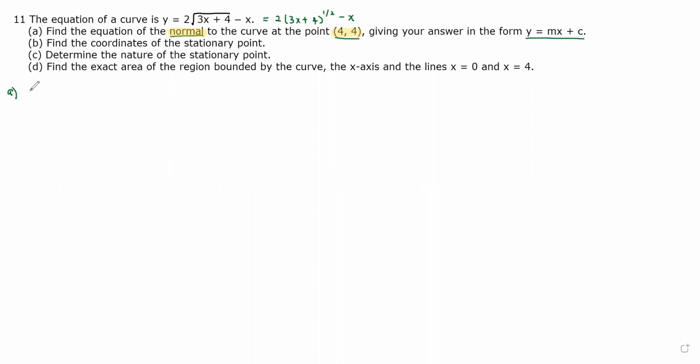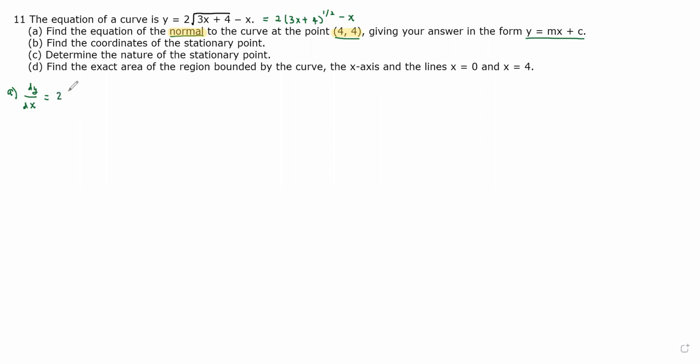To find the equation of the normal, we need to find the slope of the normal, but we can find the slope of the tangent first, which is dy/dx. So you have to write the equation of the curve in the form 2 times (3x plus 4) to the 1/2 minus x, and we differentiate this.